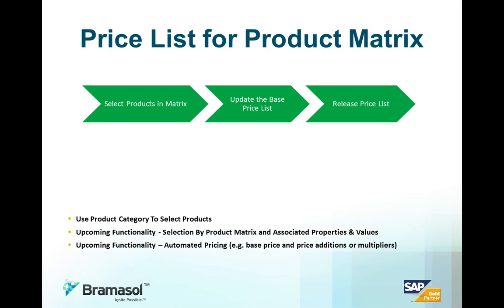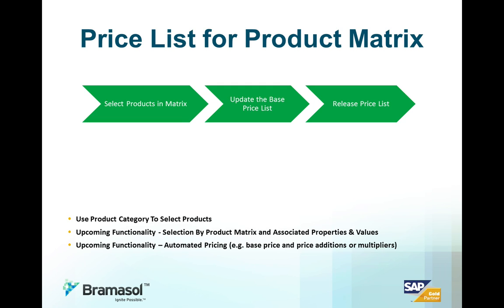So what we did is we selected the products by using the product category for soccer shirts. We updated the base price for this product category for all the products in this product matrix. And then we went and applied a 10% premium for just the larges. And finally, we released a price list for use on sales orders.